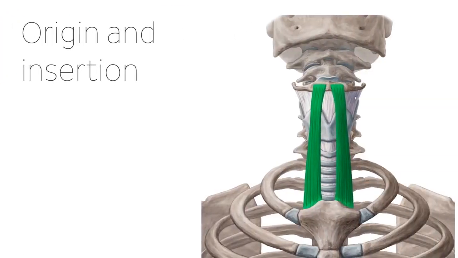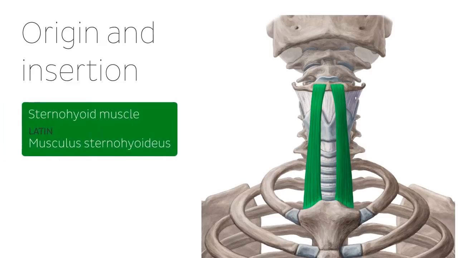In addition to being named after the number of points of origin of a muscle, muscles can also be named according to their point of origin and insertion. One such example is the sternohyoid muscle, which is a muscle of the neck region that has its origins on the dorsal surface of the manubrium of the sternum and the sternoclavicular joint, and inserts on the body of the hyoid bone.